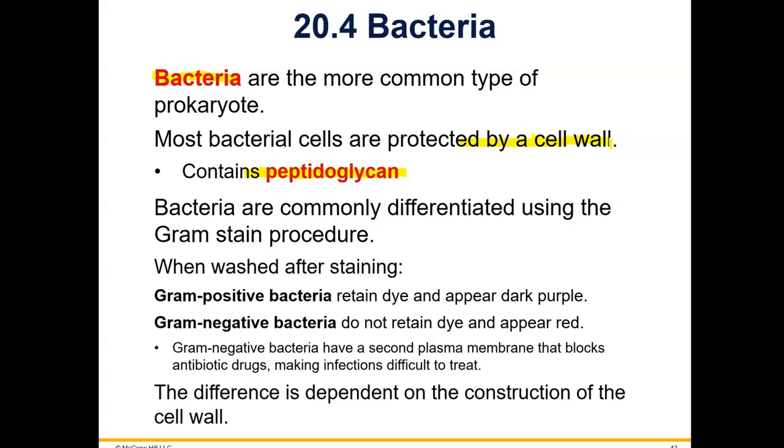We can do a procedure called a Gram stain procedure, which we are actually doing in class. And that is when we use two different colors of stains. We use a purple stain and a red stain, which actually ends up looking pink. So we say purple and pink. If the bacteria are gram positive, that means their cell wall has a thick layer of peptidoglycan, and they are going to appear purple under the microscope. They will absorb the purple stain.